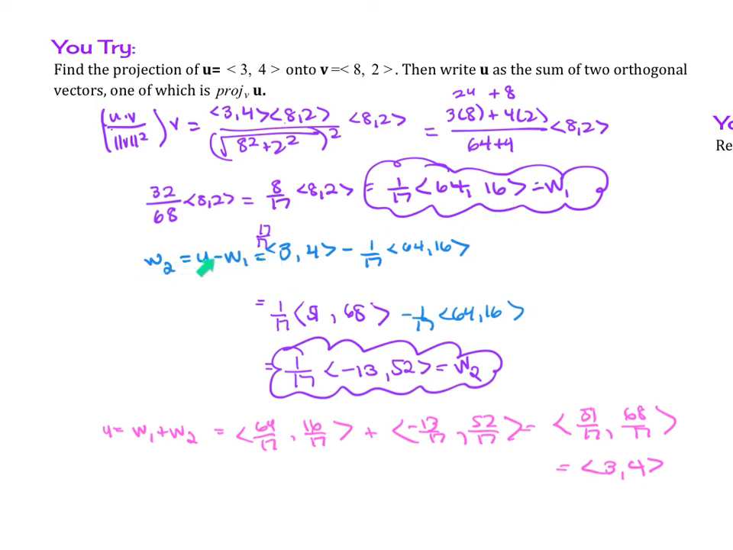Then w2 is u minus w1. And so I multiply by 17 over 17, and so I multiply the 17 inside, and I get 51 and 68 and still 1 over 17. Then I subtract. So I get negative 13 over 17 and 52 over 17. Then to prove or write the sum as two orthogonal vectors, we're going to add w1 and w2 together, and you notice you get your u back, (3, 4).